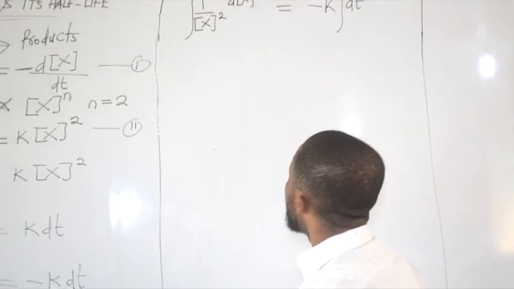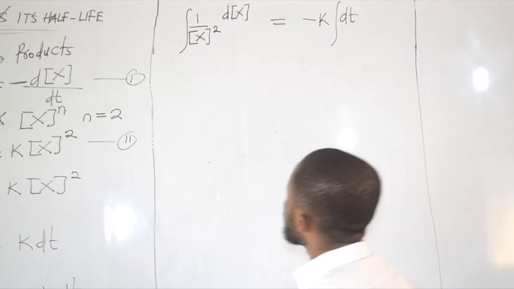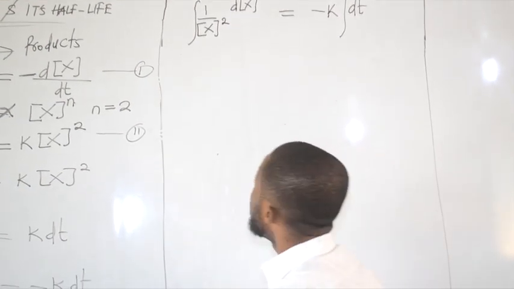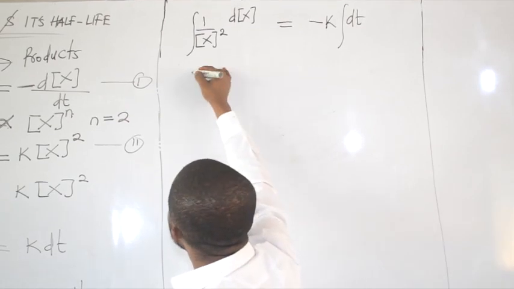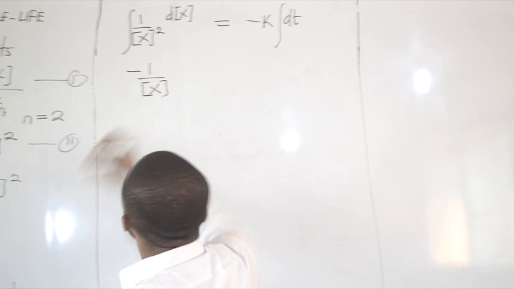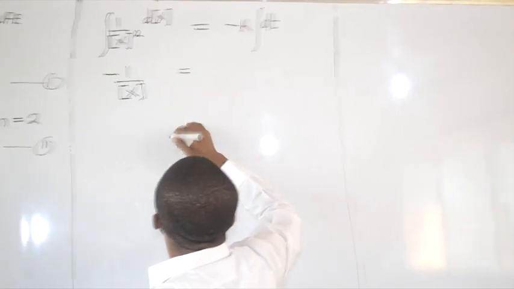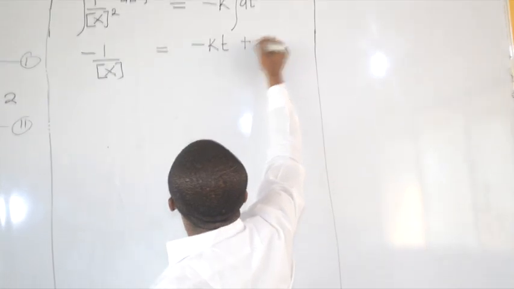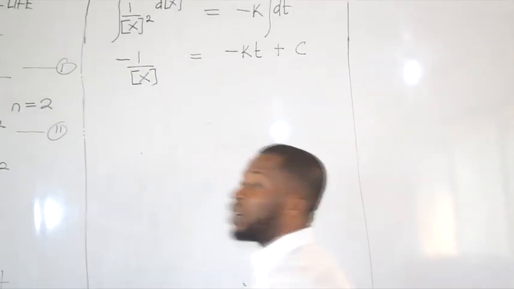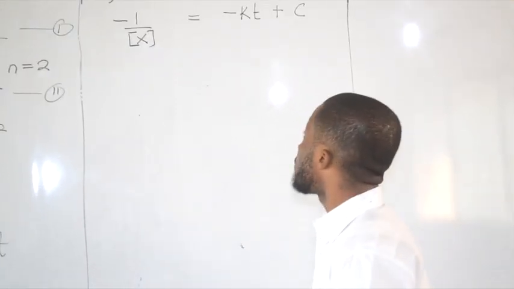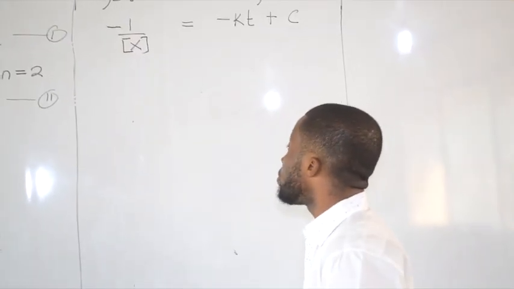So having done this, of course, to integrate 1 over X squared will give you negative 1 over X, which is equal to negative KT plus C. We usually add the sign C, a constant, after integrating all our variables.